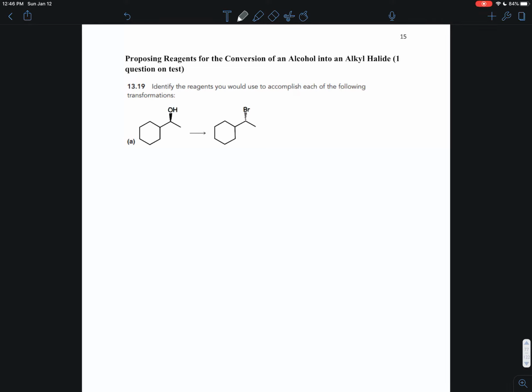In exercise 13.19, we are taking alcohols, things that have OHs on them, and we're turning them into alkyl halides. So those are carbon chains that have a halogen on them. Remember, the halogens are all of the elements in group 7A on the right side of the periodic table. So that's fluorine, chlorine, bromine, or iodine. And for this exercise, we're really going to focus on chlorine and bromine. Those are kind of the ones that are intermediate in size.